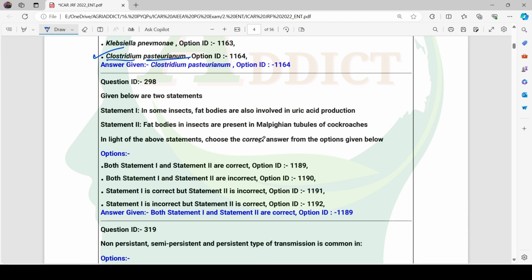Next question is another statement type question. Statement 1 is, in some insects, fat bodies are also involved in uric acid production. Yes, it is correct. Statement 2 is, fat bodies in insects are present in the Malpighian tubules of the cockroach. This is wrong, because fat bodies are not present in the Malpighian tubules. The word "in" is wrong. It is present beside the Malpighian tubules, in the nearby vicinity of the Malpighian tubules of cockroaches and other insects, not inside. So statement 1 is correct, but statement 2 is incorrect. That is option 3.